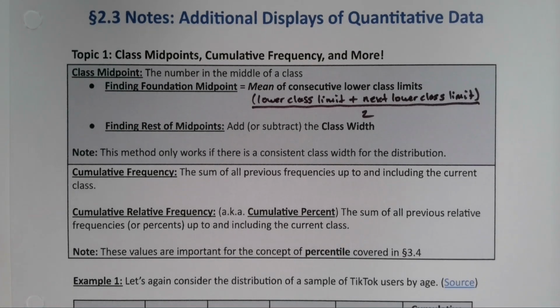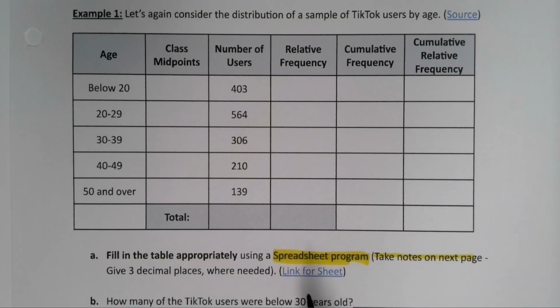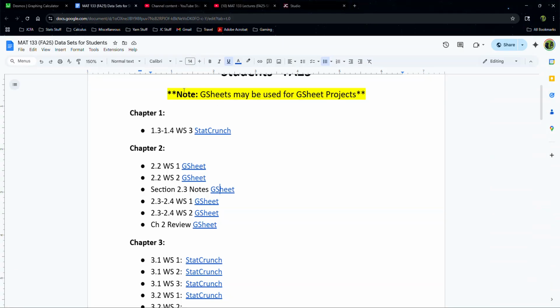But before we even get into those, we want to notice that this example down here, we're actually going to build with a spreadsheet program, which is probably a project for you. And we're going to take notes on how we do it on the next page because we're going to have to be able to replicate this for several projects in the course. Okay, so the first thing I need to do is find that spreadsheet program. So let's go grab it.